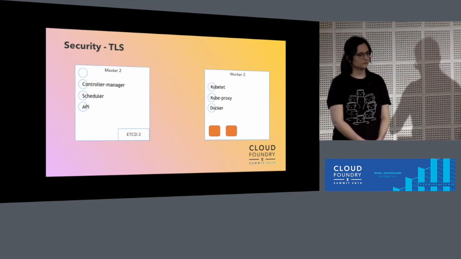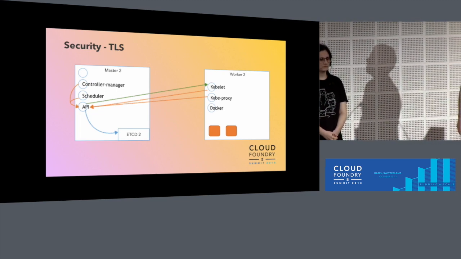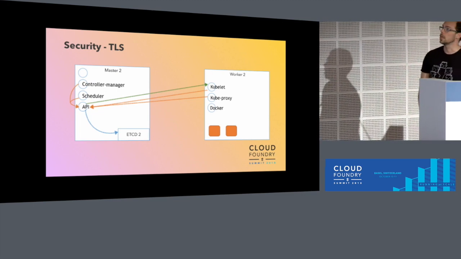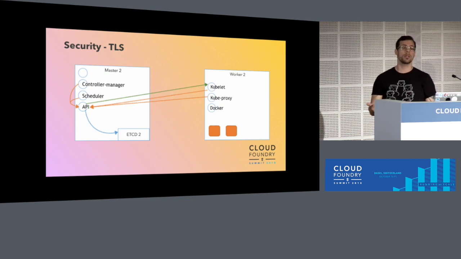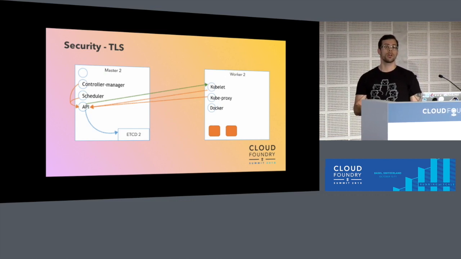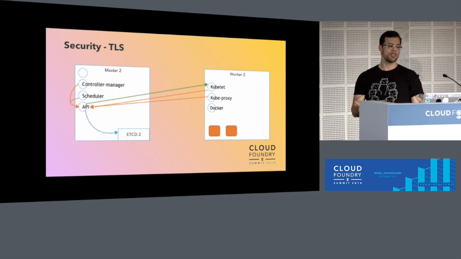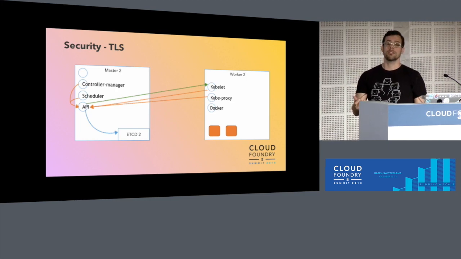And all the processes that make up the Kubernetes cluster on the master and the worker, most of them need to talk to the API server on the master nodes. And the API server needs to talk to the kubelet, which is the process on the worker nodes that manages the containers, and talk to the etcd node to maintain the cluster state. All of this is done over TLS.